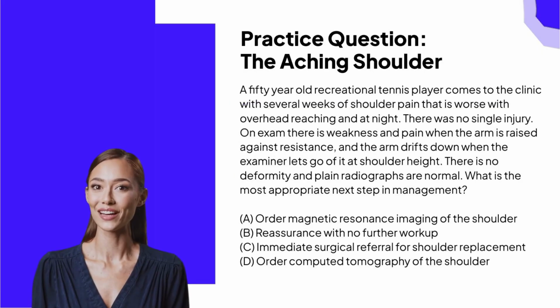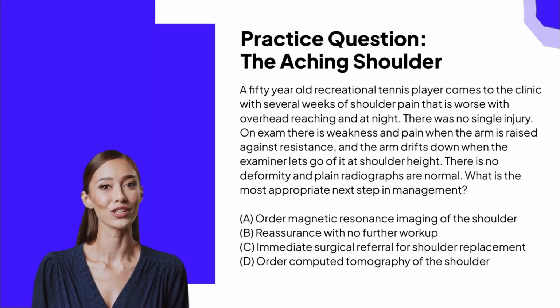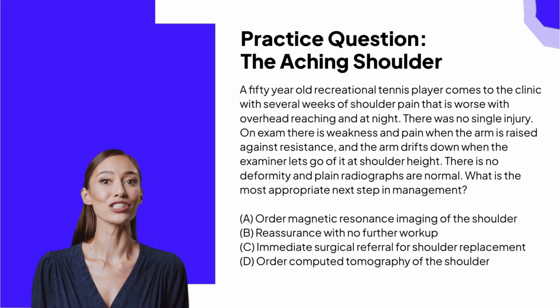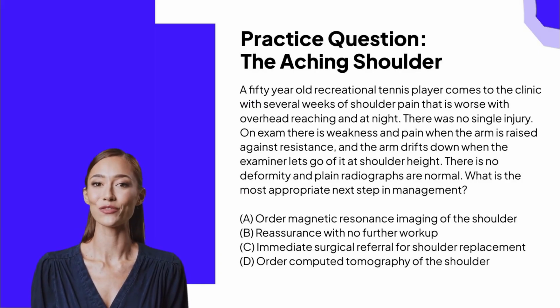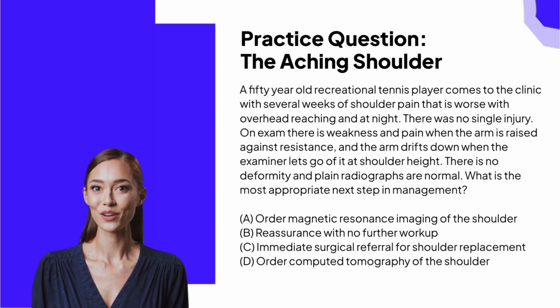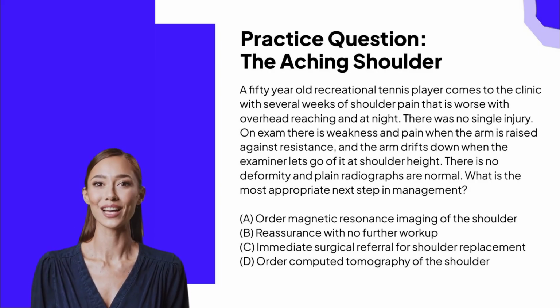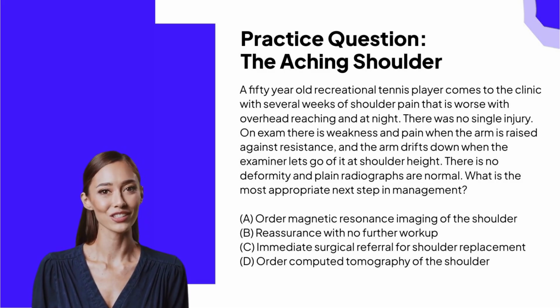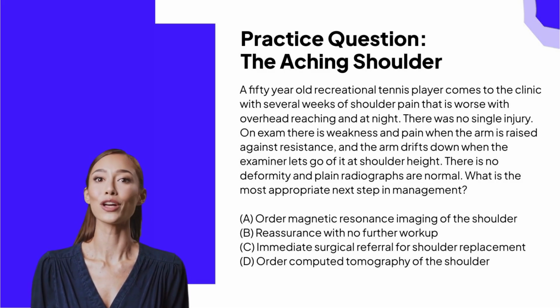Here is our third practice question, and it is all about the shoulder. A 50-year-old recreational tennis player comes to the clinic with several weeks of shoulder pain that is worse with overhead reaching and at night, and there was no single injury. On exam, there is weakness and pain when the arm is raised against resistance, and the arm drifts down when the examiner lets go of it at shoulder height. There is no deformity, and plain radiographs are normal. The question asks for the most appropriate next step.